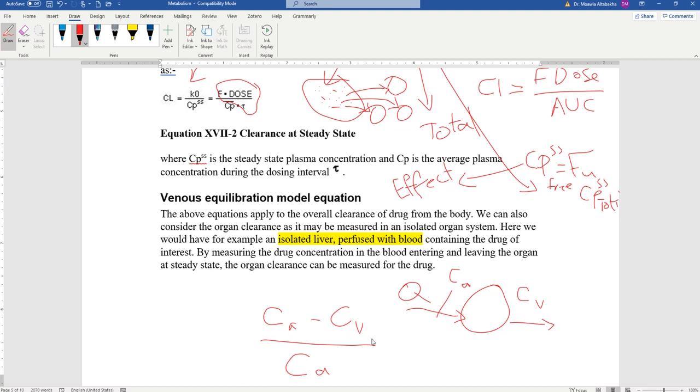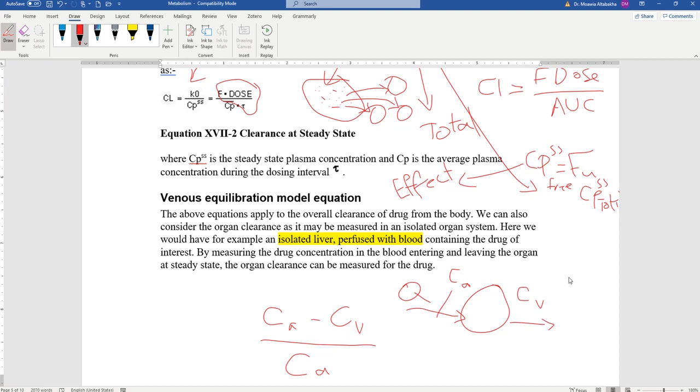Of course, if you look carefully at this equation, it will be from 0 to 1 maximum. 1 means 100%. When the concentration in the vein is 0, because all of the drug has been extracted by the liver, it will be Ca divided by Ca, concentration in the artery divided by the concentration in the artery. It will be 1, which means 100% extraction.